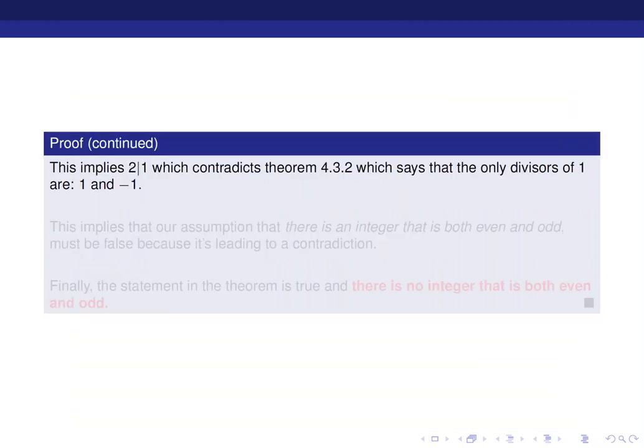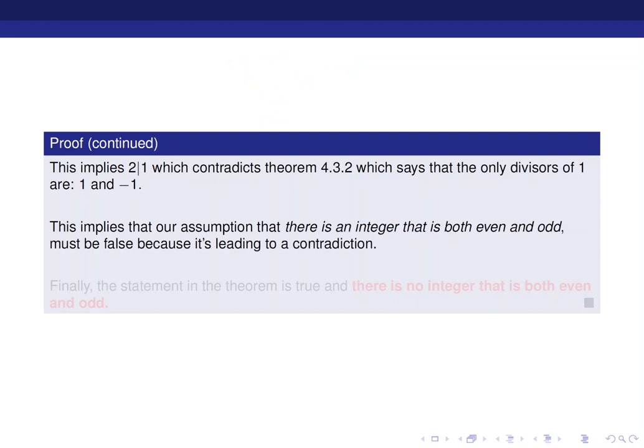This is useful because this is saying that 2 is going to divide 1. Remember, we said 2 times k minus t is equal to 1, and k minus t was an integer. So that means that 2 divides 1, which is a contradiction with the previous theorem. The theorem was 4.3.2, and it says that the only divisors of 1 are 1 and negative 1. So how could 2 divide 1 when the only divisors of 1 are 1 and negative 1?